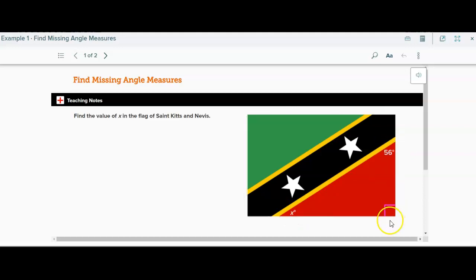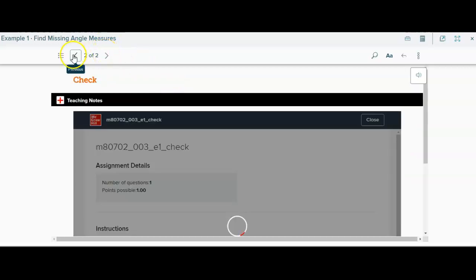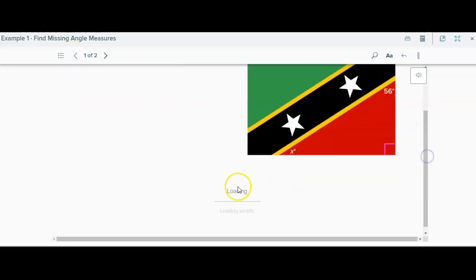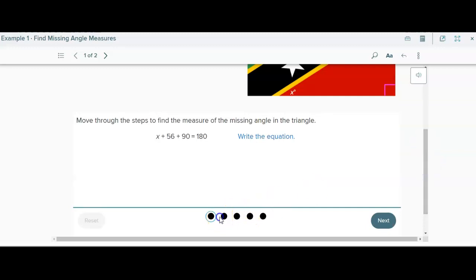So this angle is 56, this one is 90 degrees, and we want to find the missing angle. Well, we know that all three of those angles together, x plus 56 plus 90, have to equal 180 for every triangle. It's always that.